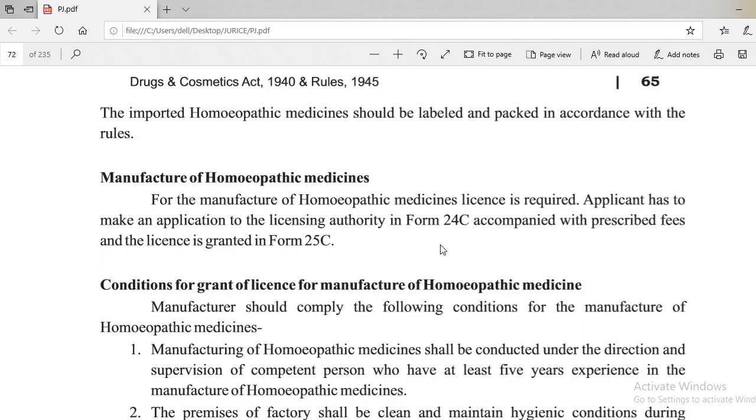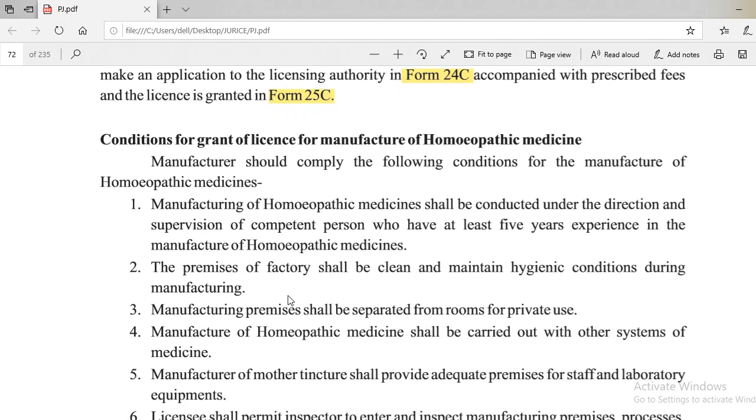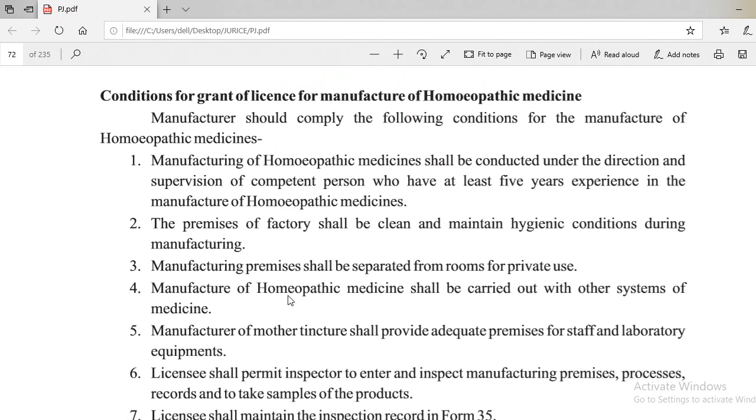Now for the manufacturing, again the application should be in 24C, and the license will be granted in 25C, which is very similar to that of Ayurveda, but in the Ayurvedic case it is 24D, and here it is 24C. In Ayurveda the license is 25D, here it is 25C. Okay, then the conditions, I think the conditions will be the same, but I will quickly read it for you.